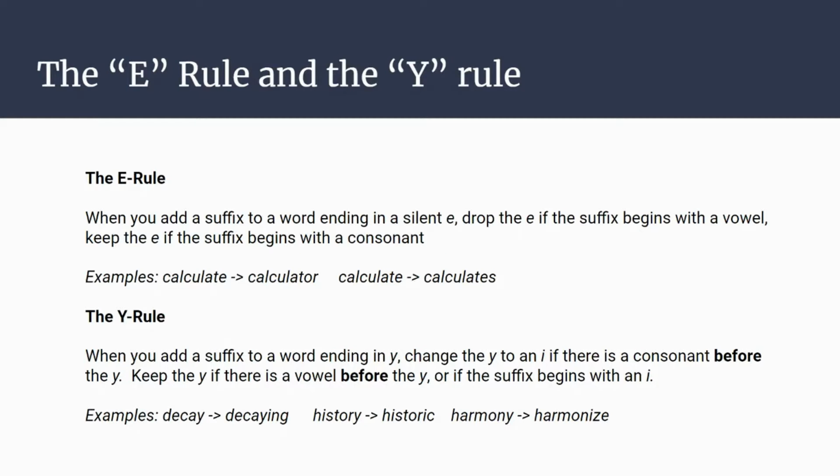The E rule dictates that when you add a suffix to a word ending in a silent E, you drop the E if the suffix begins with a vowel, or you keep the E if the suffix begins with a consonant. The Y rule states when you add a suffix to a word ending in Y, change the Y to an I if there's a consonant before the Y, or keep the Y if there's a vowel before the Y, or if the suffix begins with an I.